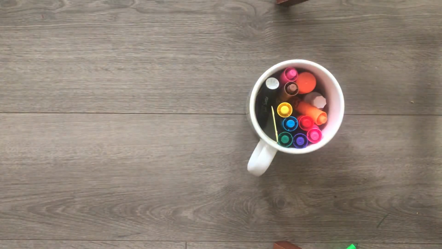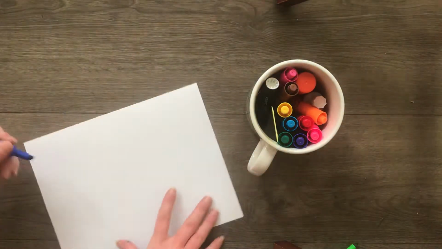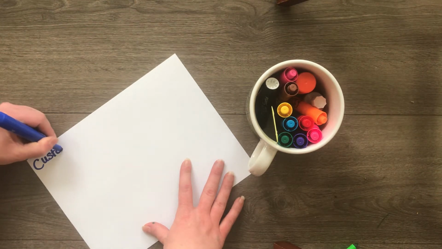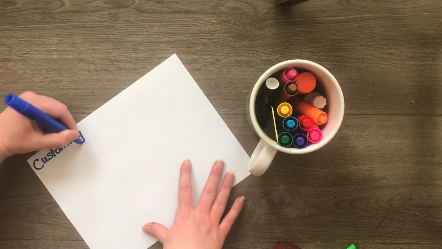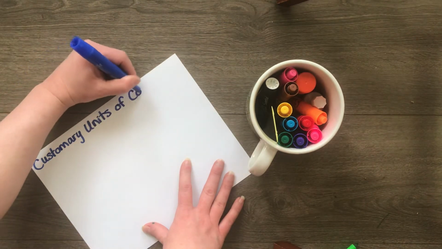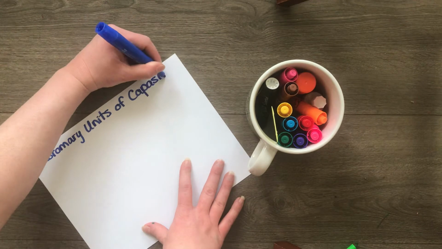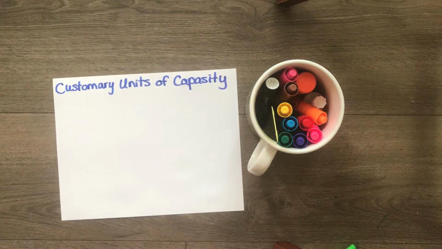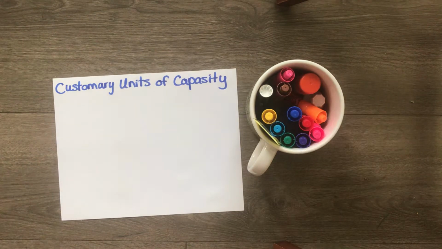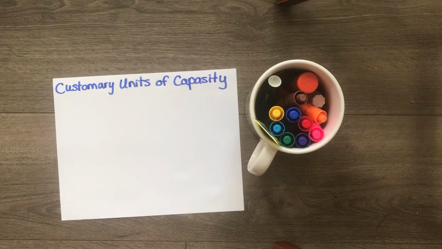So let's get started. I'm going to write my objective at the top of the page. We are talking about customary units of capacity. And what's funny is that you're going to see that a lot of these things are actually containers that we have around the house.